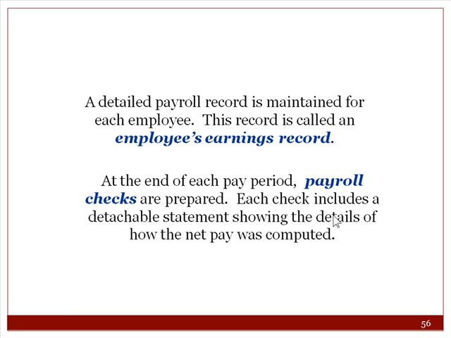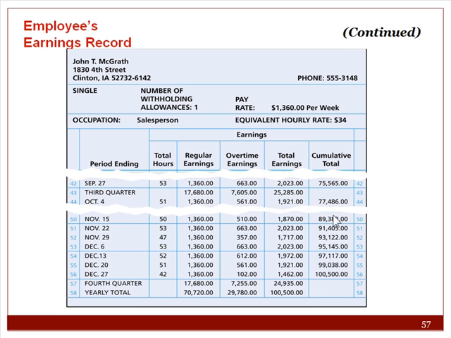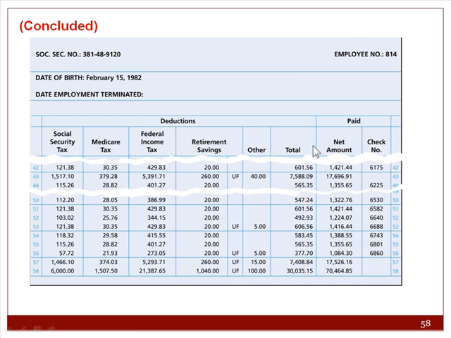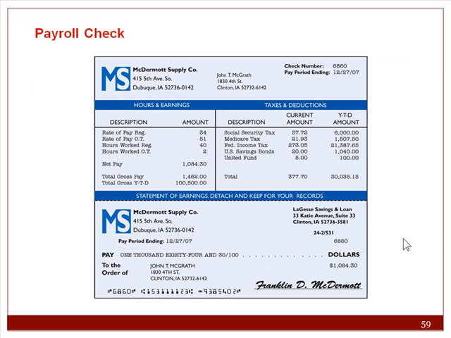At the end of each pay period, payroll checks are prepared. So here is John McGrath's payroll earnings record. It's his information by date, his earnings, by type of category, and all his deductions and his amount paid. So envision this in a computer system. You would be able to pull up any employee in your payroll system and look at their earnings record. Same thing, just in a computer instead of on paper.